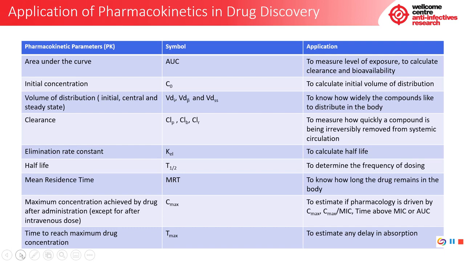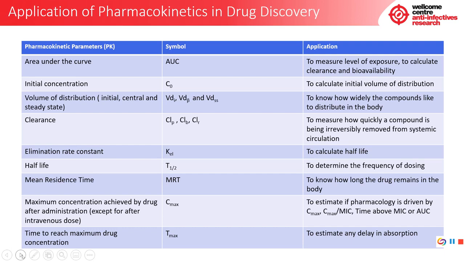Clearance, whether it's plasma, blood, renal, or by any other means, exists to measure how quickly a compound is being irreversibly removed from the systemic circulation. The elimination rate, KEL, is there to calculate the half-life, and the half-life is to determine the frequency of dosing because it determines the time taken for the concentration of the drug to decrease by half. The mean residence time, MRT, is to know how long the drug remains in the body.